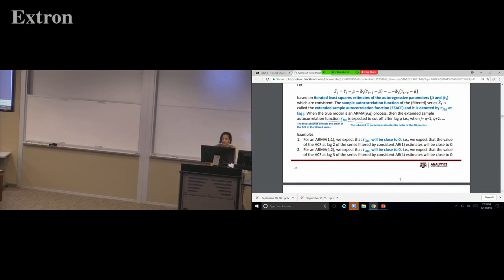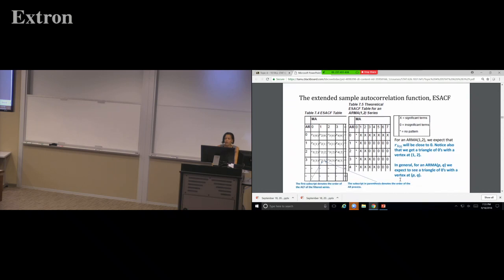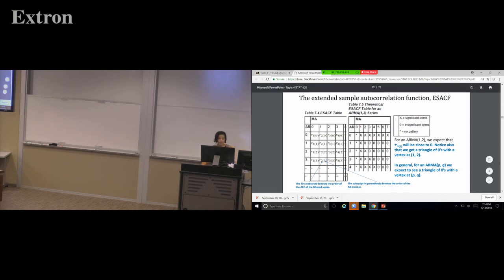Well, here are the images of a couple of tables provided by the SAS Help Guide for the extended sample autocorrelation function. The first is the exact idea of what the table looks like, okay? So across the top, across the first row, you have the orders of the MA part of the model. Down the first column, you have the orders of the autoregressive part of the model. And within here, we're looking at these extended sample autocorrelation function statistics.